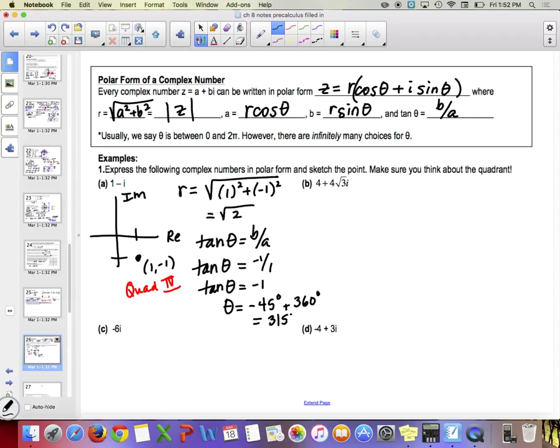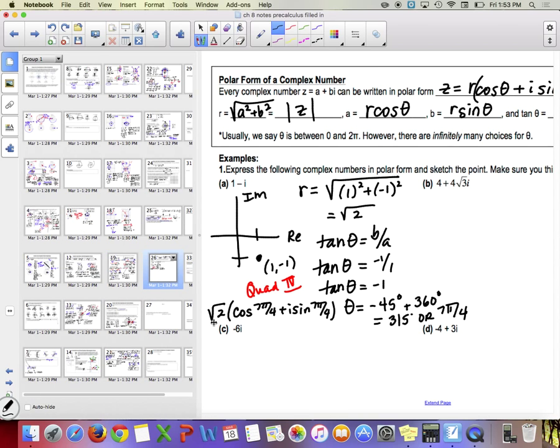Do I still want to call it that? I want to use radians if possible. Yep. So we're going to write it as 7 pi over 4. So the trigonometric form, or polar form, is going to be r, which is root 2, and then we're going to have cosine of theta, 7 pi over 4, plus i sine of theta, which is 7 pi over 4. And that's our answer.